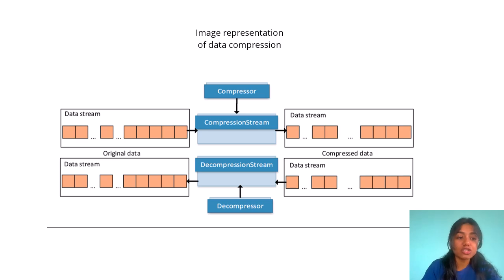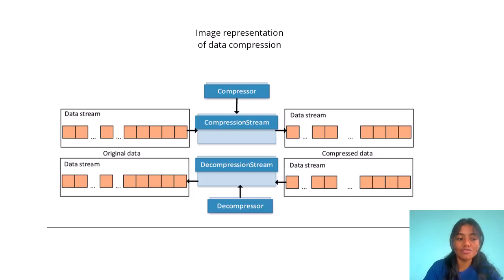The compressor is the actual algorithm or module, like Huffman, that compresses the incoming data. It works through the compression stream. The result, the compressed data stream, is the output of the compression process. The data on the right is now compressed and takes up less space. In the bottom half, the decompression process, the compressed data stream is the input. It is the same stream that was the output of the compression process, and is now the input to decompression.